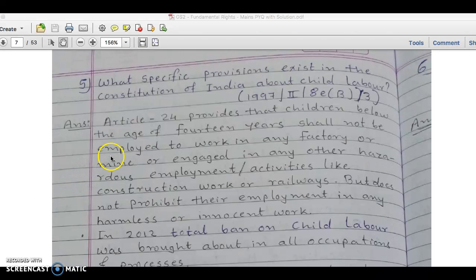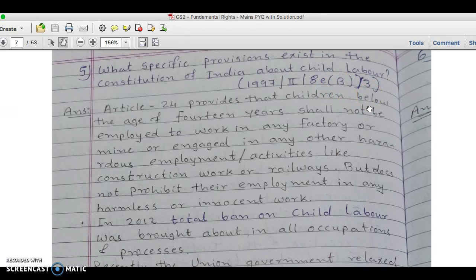Now let's start with the discussion, that is question number 5. What specific provisions exist in the Constitution of India about child labor? Child labor is one of the trending issues, and we always face some question with respect to child labor or human trafficking, where we also face some problems about children. This question was already asked in the 1997 paper 2, question 8E, part B, for 3 marks. But I have given enough content so that we can write the same theory in future lectures, for some other questions as well.